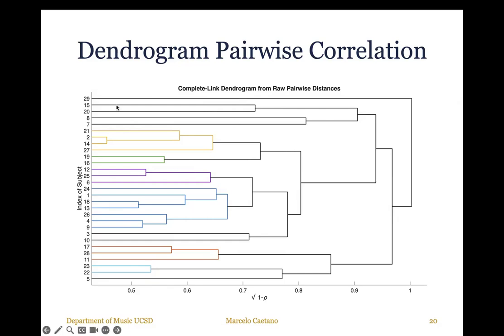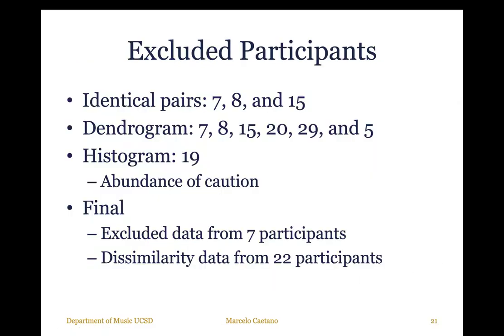So we can see, for example, that this group, 7, 8, 20, 15, and 29, connects very, very high up with this other cluster here. Participant 29, which is the one we talked about, is the one that is the farthest away. And there's also participant 5, who is very far away from the closest cluster. So in the end, we decided to exclude, using the identical pairs, participants 7, 8, and 15, and from the dendrogram, the same participants, plus 20, 29, and 5.